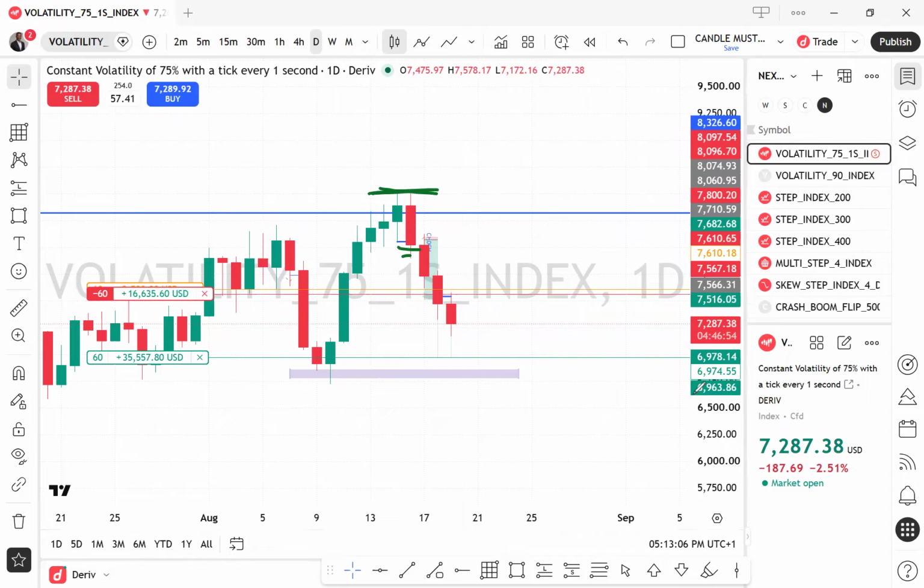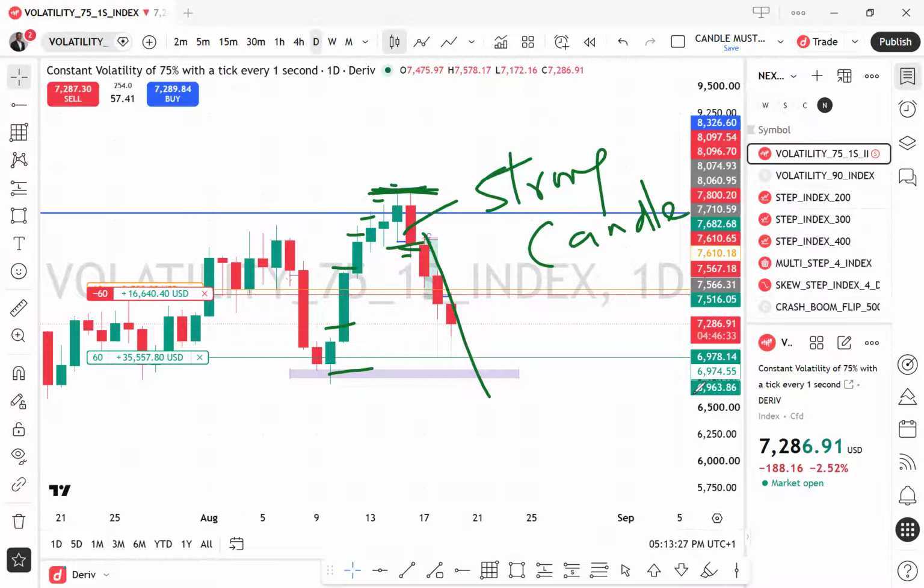Now, having done that, it's a sign that the market is likely going to come down. Because from here to here, we kept having new highs. Now we're having equal high, new low, not just new low, a very strong candle. A very strong candle.